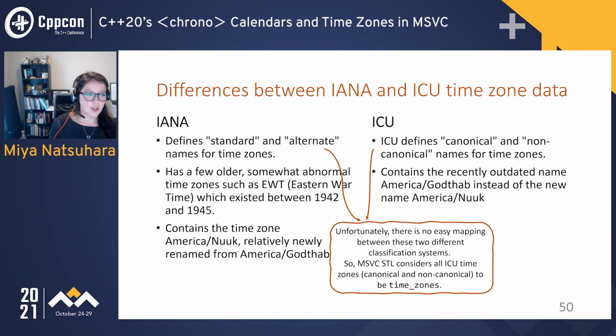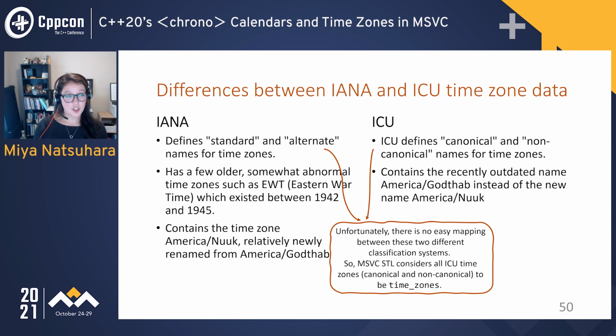So getting into the standard versus alternate and canonical versus non-canonical names, unfortunately, there's no easy mapping. Some standard names, according to IANA, are non-canonical for ICU, and some canonical names in ICU are alternate names in IANA, and there's no easy mapping between these two systems.